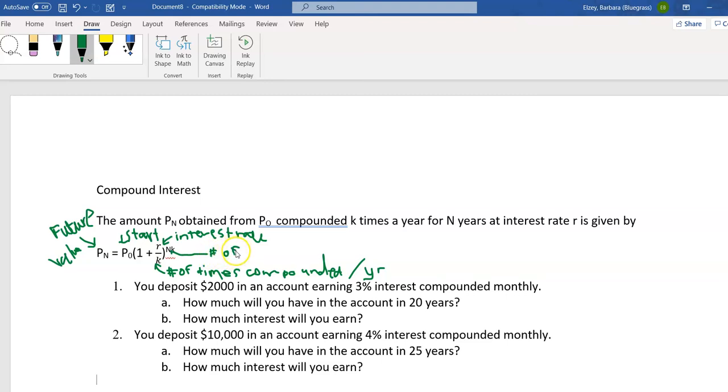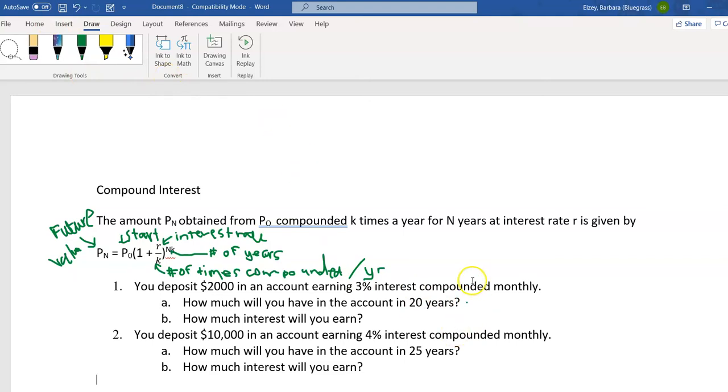All right, so we're going to do two problems, and we'll work our way through this formula. And we'll solve them step by step so that you do the right things in your calculators, because that's usually the biggest mistake people make, is to enter things incorrectly in their calculator. So you deposit $2,000 in an account earning 3% interest compounded monthly. Question A says, how much will you have in the account in 20 years?